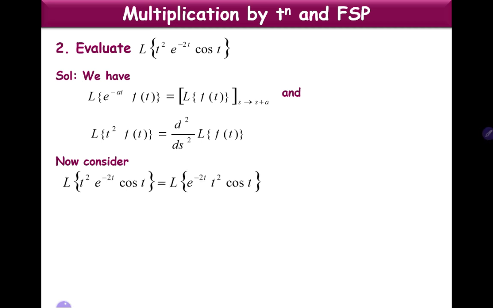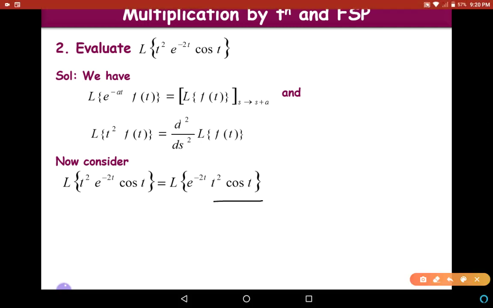So we consider L of t square into e power minus 2t into cos t. First I apply the first shift property, that is more comfortable for me. It's your wish. You can apply the L of t square into f of t property first, or the first shift property first. Here I use the first shift property first, so that this is of the form L of e power minus at into f of t, where f of t is t square into cos t.